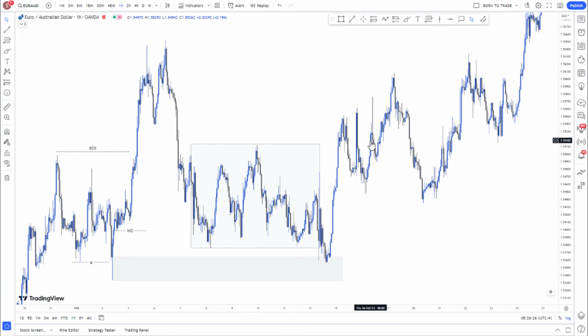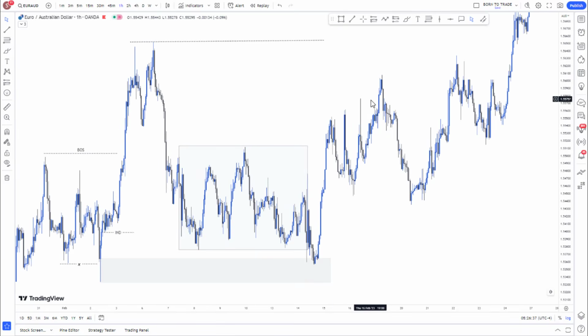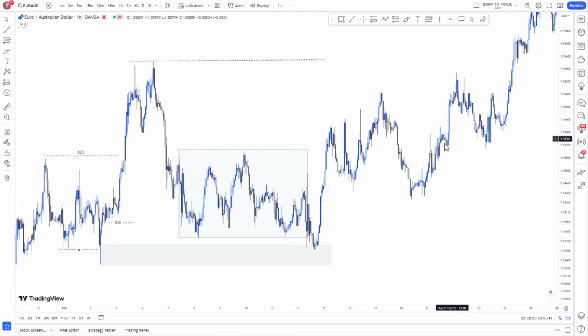Price moves to the upside, and on this particular trade, I didn't actually wait for price to hit this target. I took my profits very early. I usually go for 1:4, but because I was in a losing streak that period, I had to take my profit on time. Okay, so this is the second example right here.